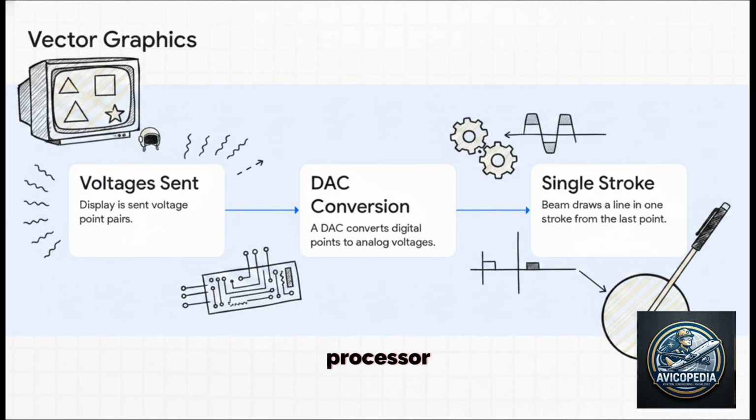First, the display processor generates shapes by sending voltage point pairs over to the display. Second, a component called a digital-to-analog converter, or DAC, steps in to convert these digital signal points into actual analog voltages for the CRT. And finally, rather than sweeping line by line, the electron beam uses those coordinates to draw a straight line from the last point directly to the current point, doing it all in one single continuous stroke. It acts a lot more like a pen connecting dots on a piece of paper, which results in incredibly crisp, bright symbols for a pilot to read.